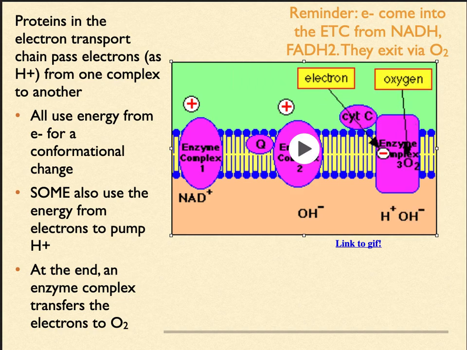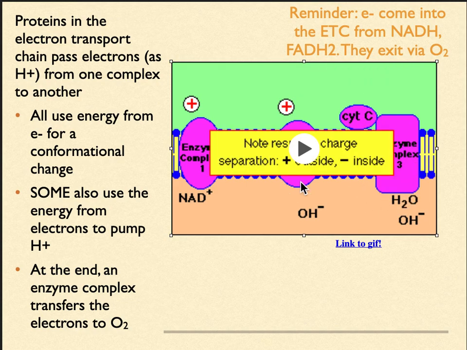So you see there. And then the final one, our enzyme complex here, number 3, is going to take that energy from the electron, and it is going to use it to add the electron to oxygen, making water. And that is where the electron ends up. Okay, cool, right? We're all done. Oh wait, we didn't make any ATP yet.